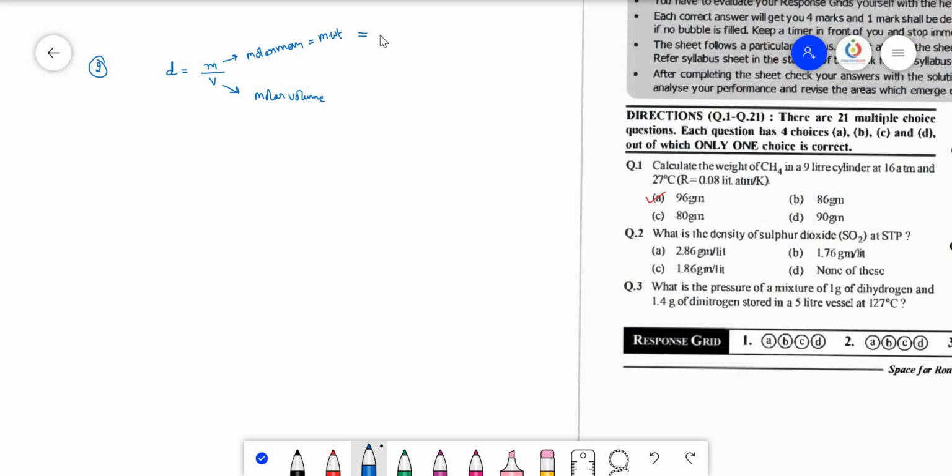Molecular weight of the sulfur dioxide is 64 grams per mole, whereas molar volume means 1 mole of any gas at STP occupies 22.4 liters of volume. So density equals, we shall take the mass divided by molar volume, that is 64 divided by 22.4. So we shall get 2.86 grams per liter. So option A is correct.